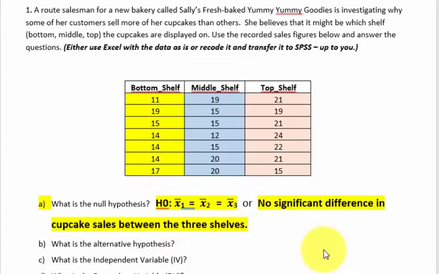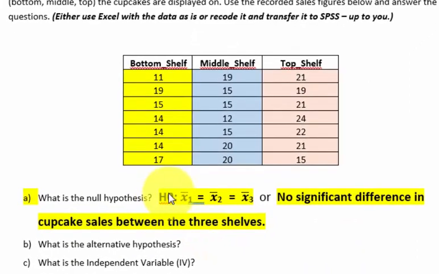You can do this 2 ways. You can write H sub O, it's not sub, but the 0 means the null. So this is the null hypothesis. And it basically states that there's no significant difference between the means of anything, anywhere, ever. Or you could write it in English: no significant difference in the cupcake sales between the 3 shelves.